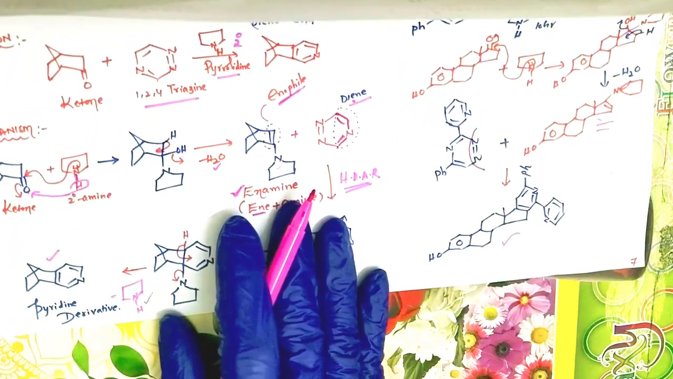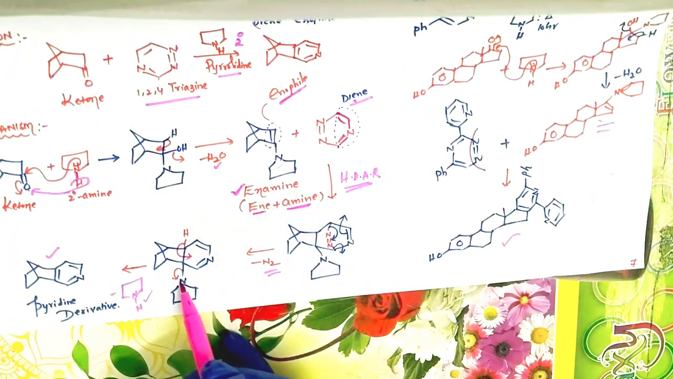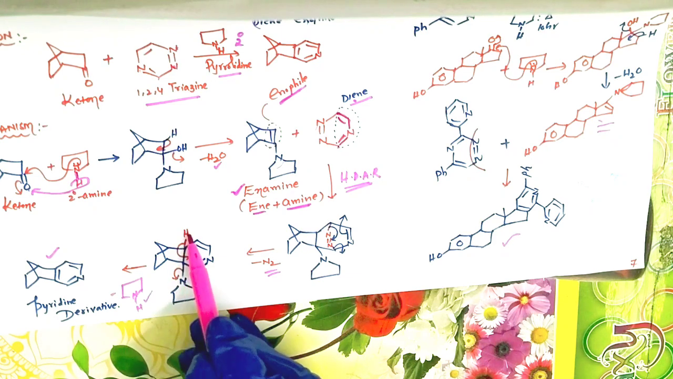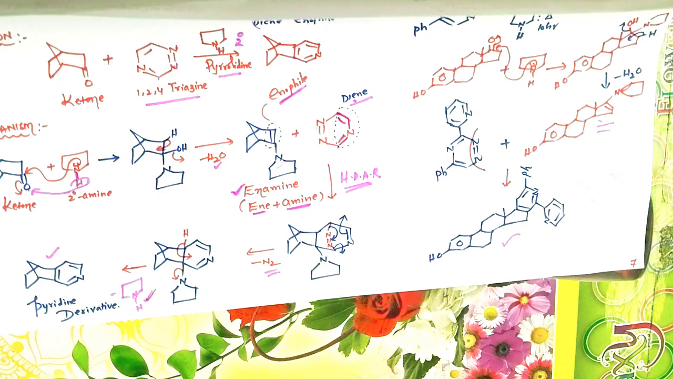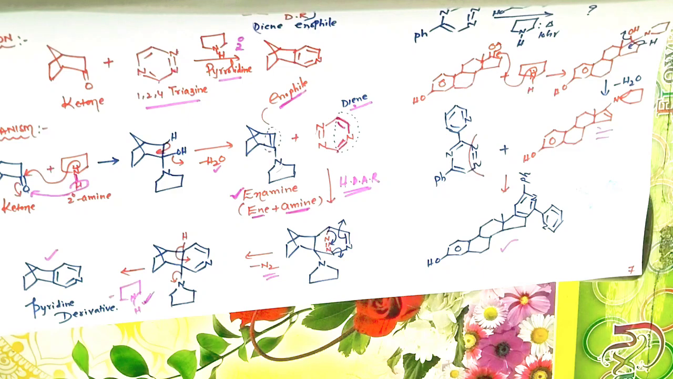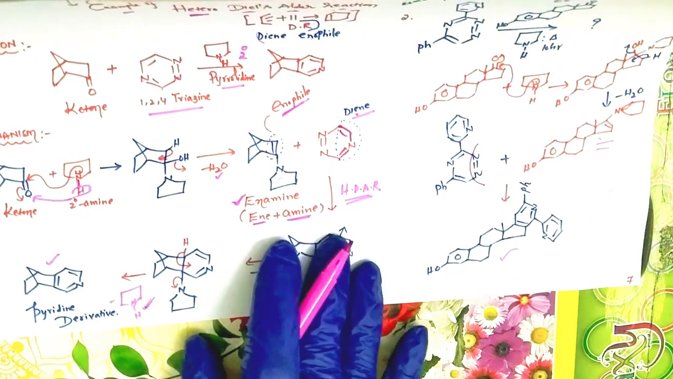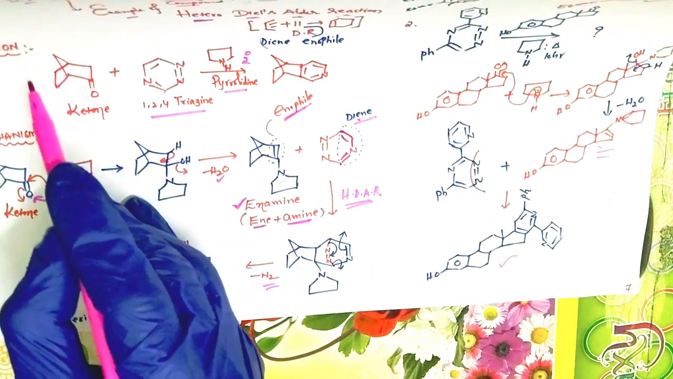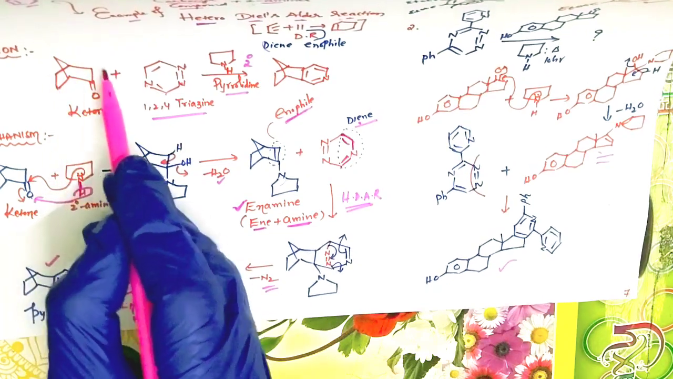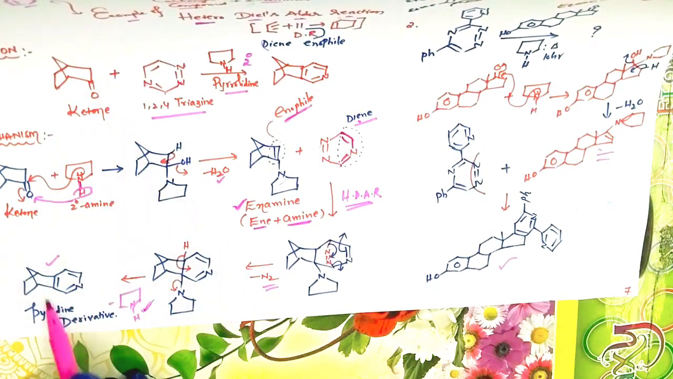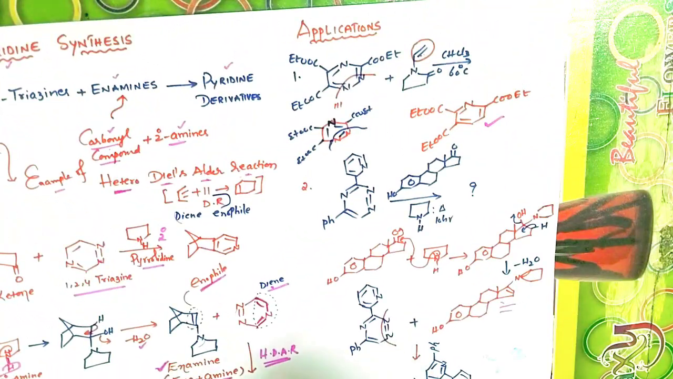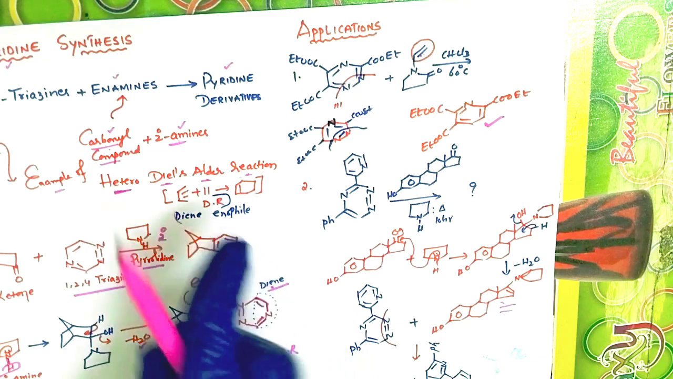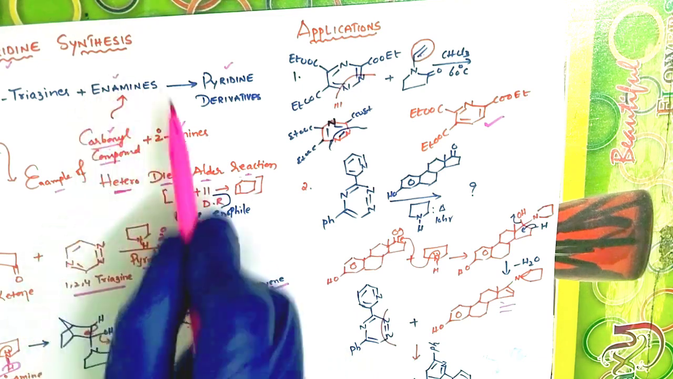In the final step, what is happening? The hydrogen and N form a pi bond between this one. The N minus will take H plus, thereby pyrrolidine will be removed to produce the corresponding pyridine derivatives. In this way, what we are observing, simply to this carbonyl group we have attached pyridine. Okay, so in this way we can convert 1,2,4-triazines to pyridine derivatives by using the enamines.